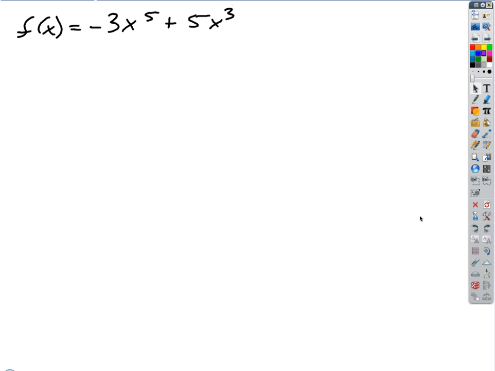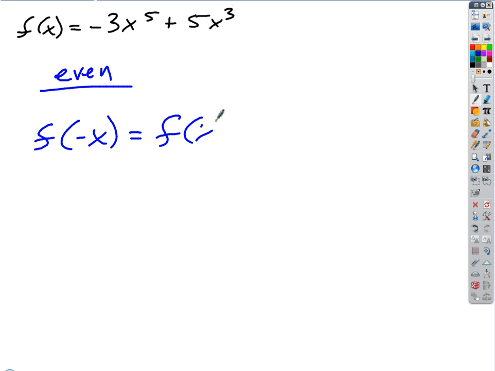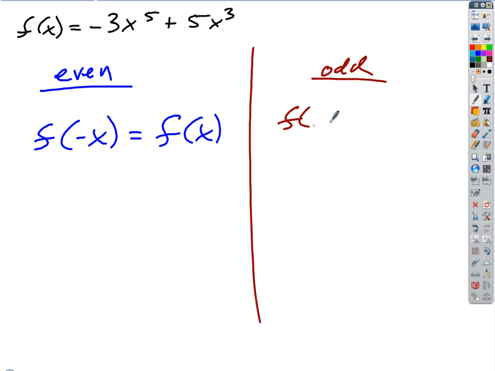So there are really two kinds of symmetry. I just want to show you. This is really helpful. We have even symmetry and odd symmetry. Even symmetry is this. Here's the test: f of negative x equals f of x. Odd symmetry says f of negative x equals negative f of x.